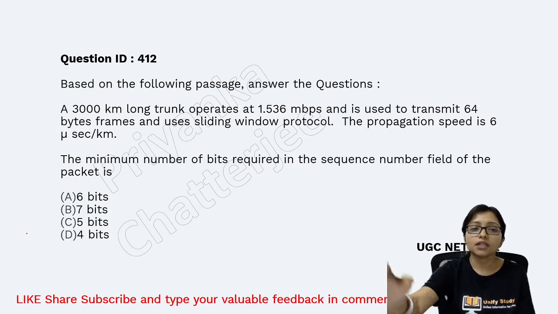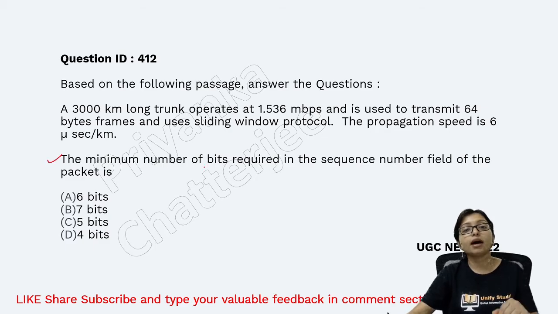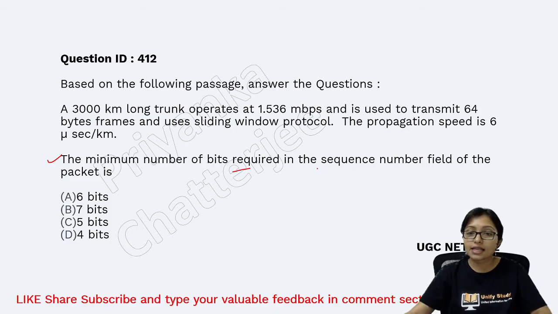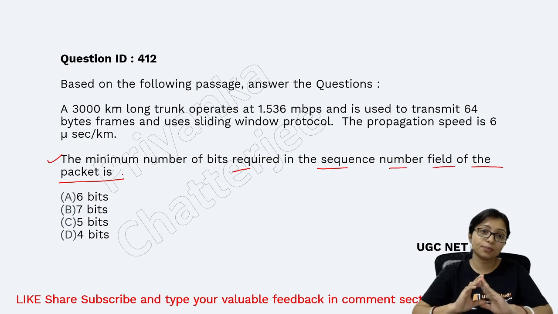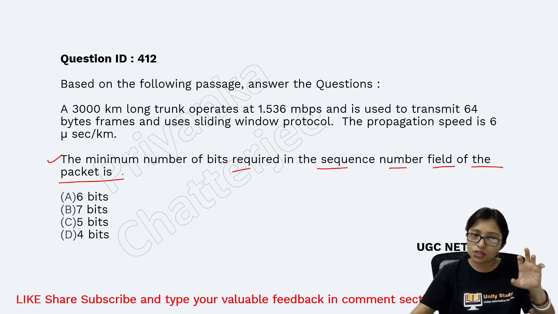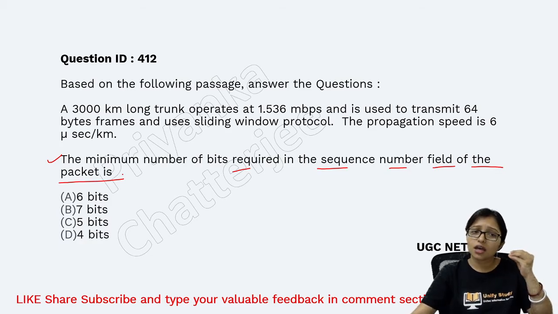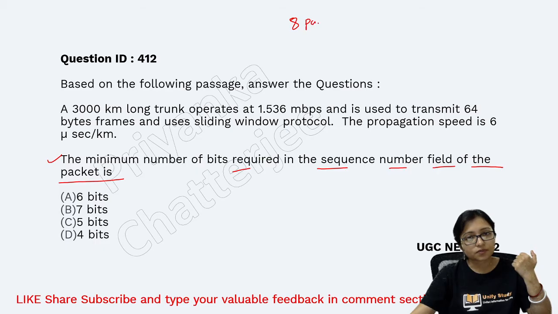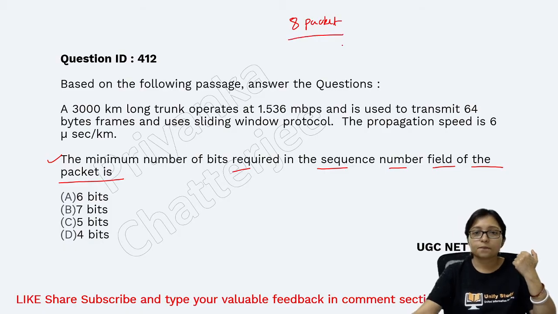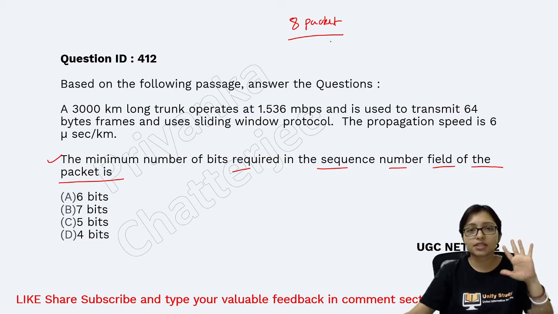Next one. Now the next question is the minimum number of bits required in the sequence number field of this packet. What is the minimum number of bits required? This is the concept I am going to tell you, and after that it will be easy for you. What is the concept of bits? If I am sending, maybe, 8 packets, in the decimal system we would say 1 2 3 4 5 6 7 8.